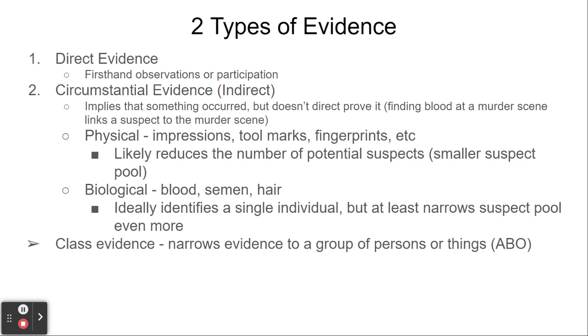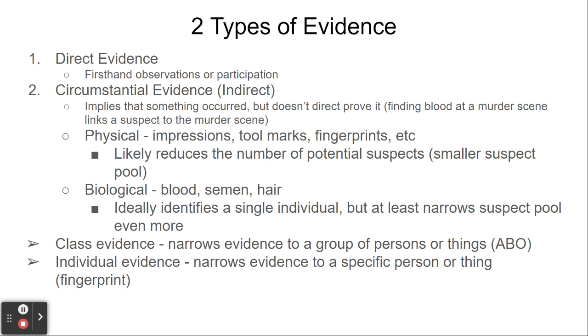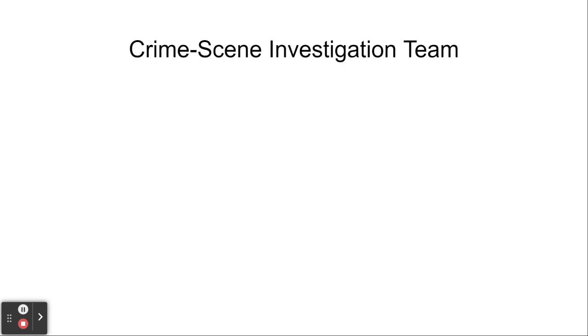Now, the problem with class evidence is that it doesn't identify a specific individual or a specific situation. It can help narrow them, but again, from a judicial standpoint you want to identify things very, very specifically. That's where individual evidence becomes very useful. This is going to be able to identify a very specific person or thing. So again, fingerprints are unique to individuals. DNA is unique to individuals. Things along those lines become very, very useful when you look at individual evidence.